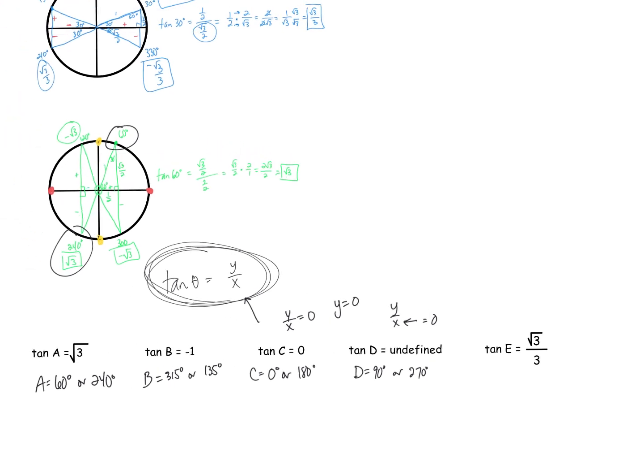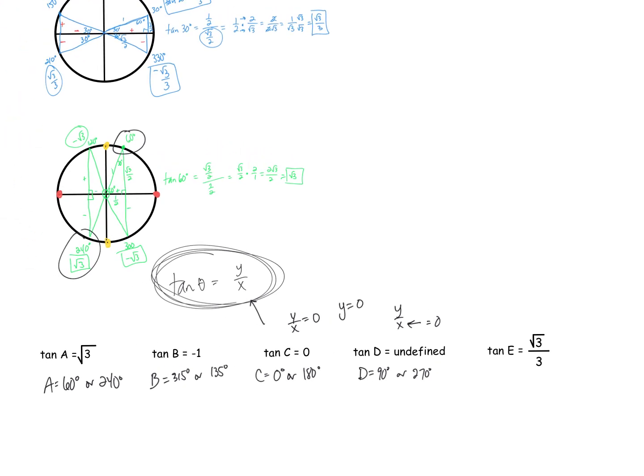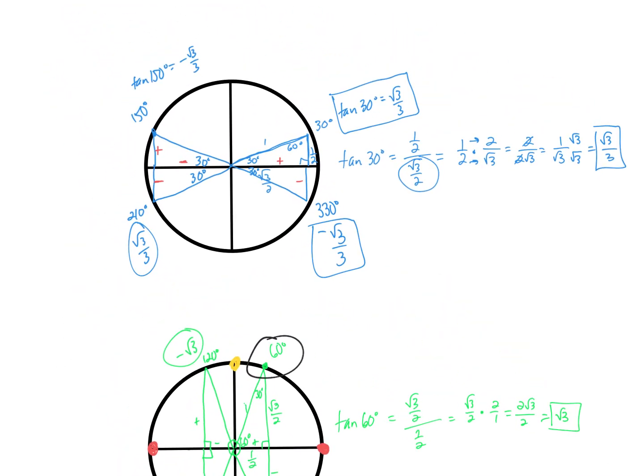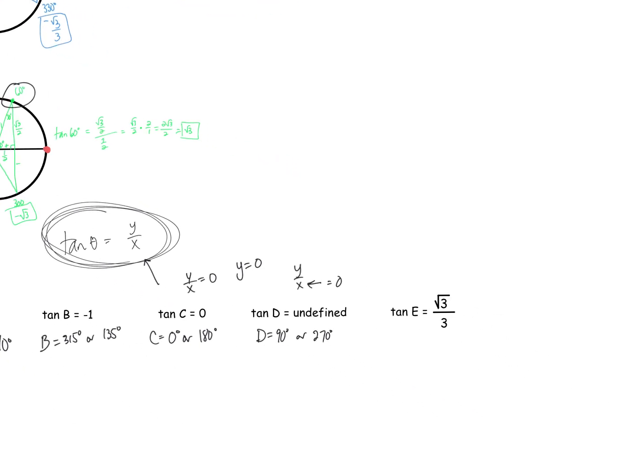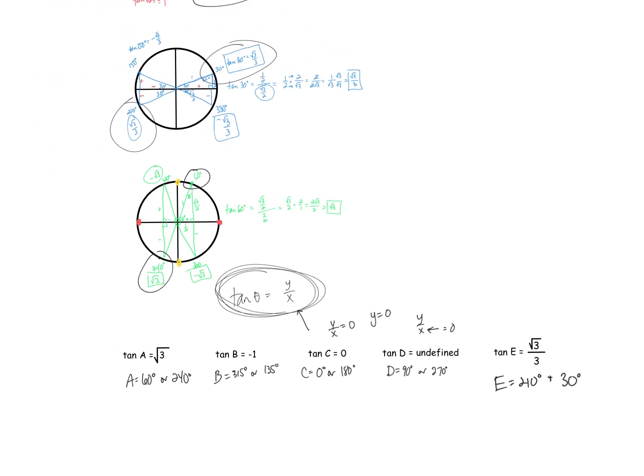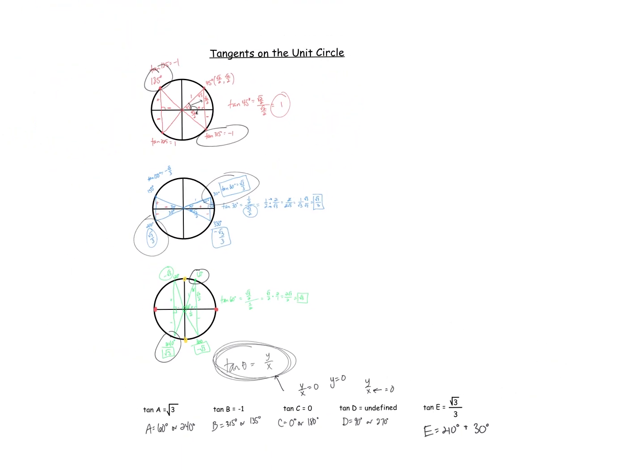And then the last one, when is the tangent equal to root 3 over 3, positive root 3 over 3, and that we did up here. That was at 210 and at 30. All right, hopefully that helps with tangents on the unit circle.